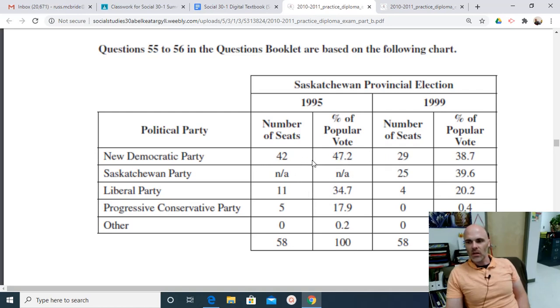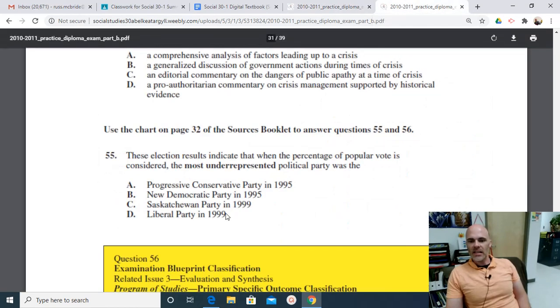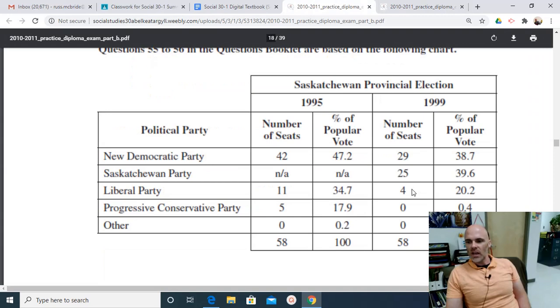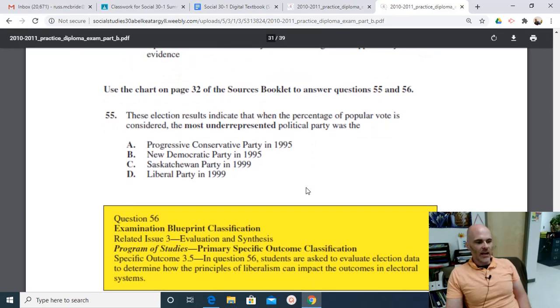The NDP were the ones that were overemphasized here. Here you've got the NDP still getting a big chunk, and the Saskatchewan Party getting a big chunk. Here you got these guys, the Liberals. They had 20% of the vote, only 4 seats. The Liberals were disadvantaged. Let's go with Liberals. Liberal Party in 1999. It even has a year. So yeah, these dudes in 1999, they were very disadvantaged. That's my answer. Liberal Party in 99.